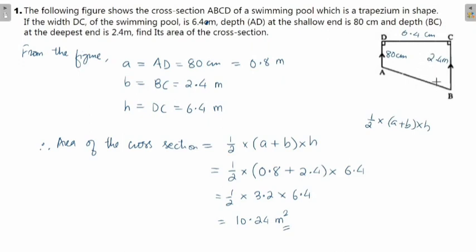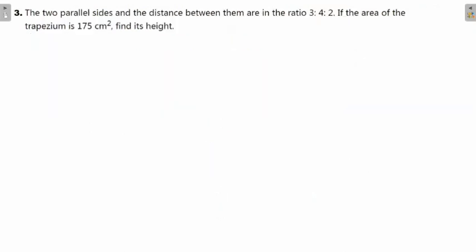You may pause the video and note down your solution. Okay, so next we have two parallel sides and the distance between them in the ratio 3:4:2. So understand the question. This is question number 3.